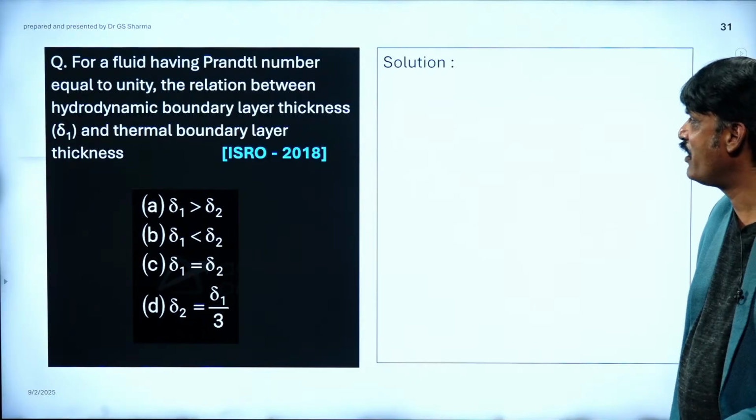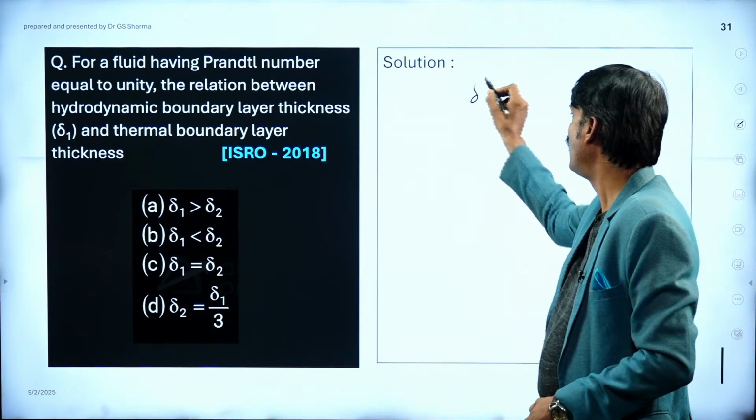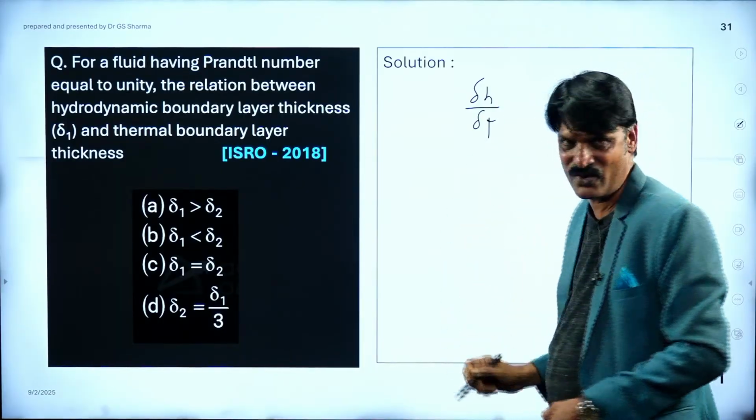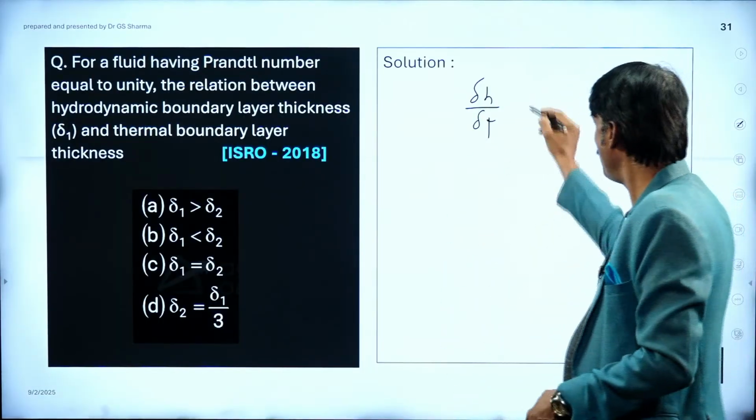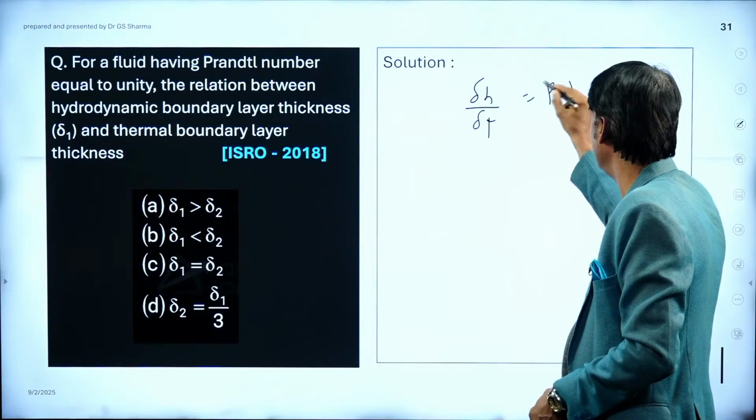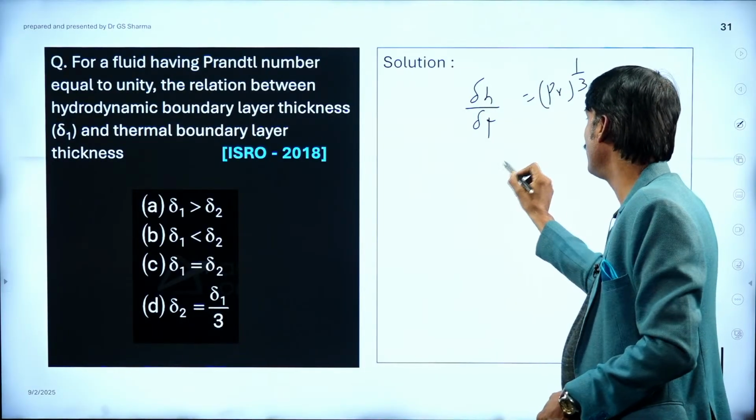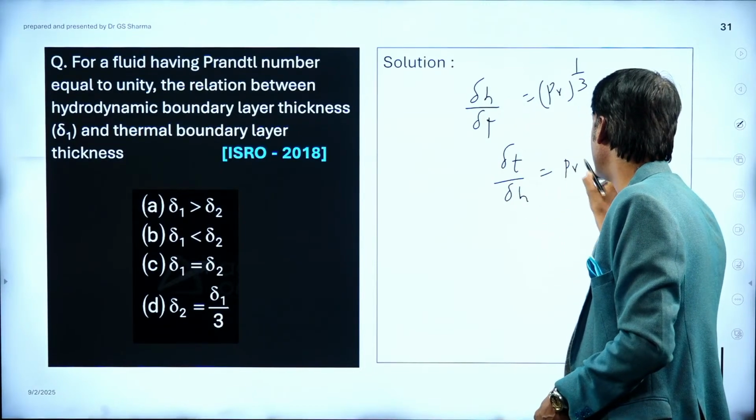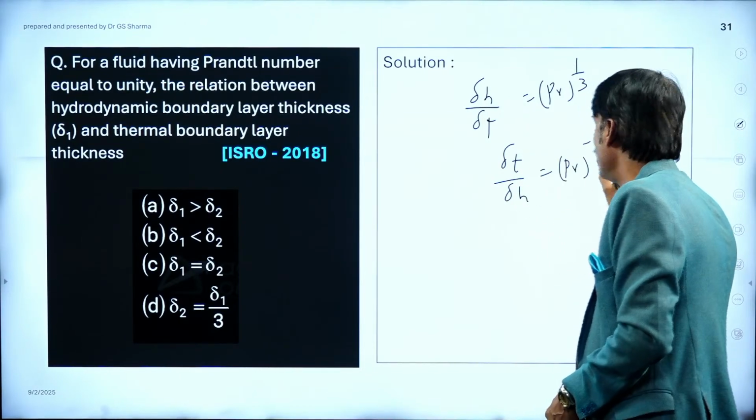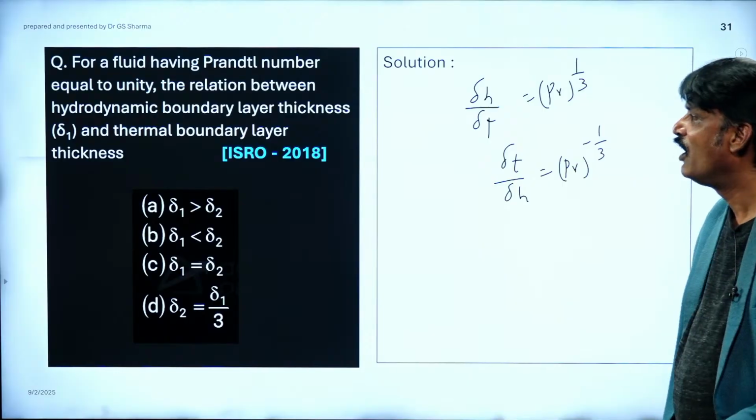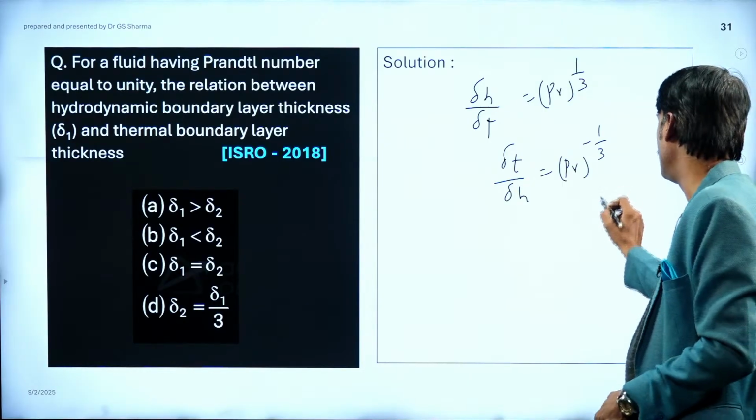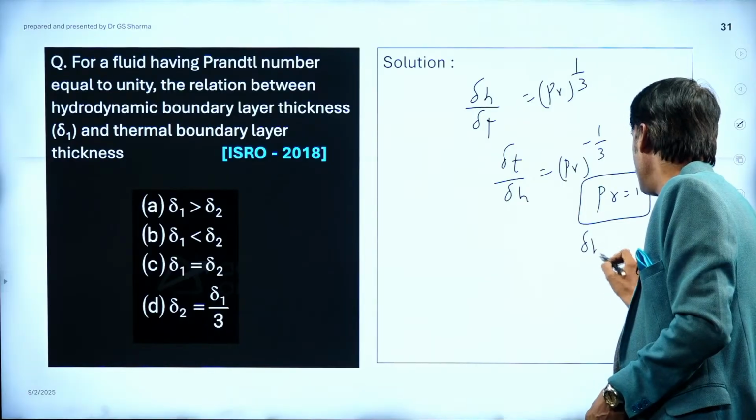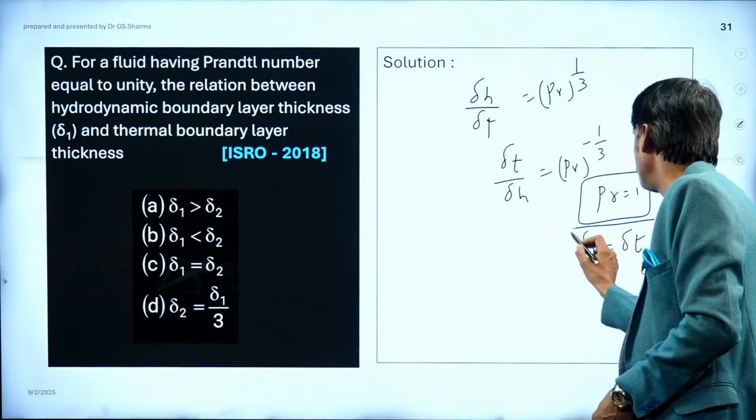And this is always a question that is asked: hydrodynamic boundary layer thickness to thermal boundary layer thickness. This is Prandtl to the power of 1 by 3, or in our books it is given as thermal boundary layer thickness to hydrodynamic boundary layer thickness is Prandtl to the power of minus 1 by 3. This is called Prandtl's 1/3 law. When Prandtl number is equal to 1, both of them are same. So delta H is equal to delta T.